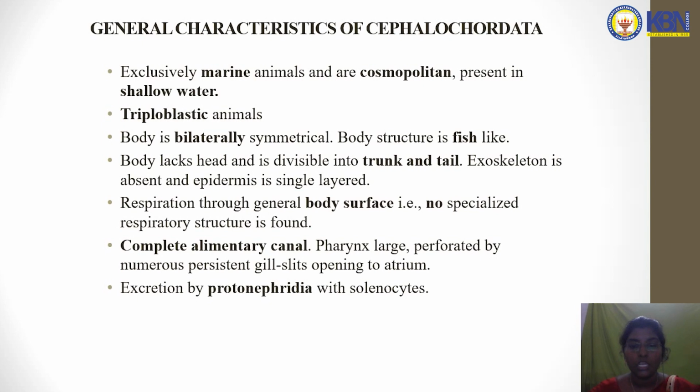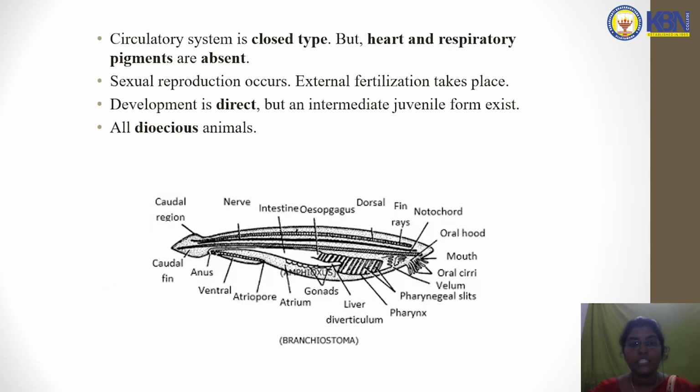Complete alimentary canal. Pharynx large, perforated by numerous persistent gill slits opening to atrium. Excretion by protonephridia with solenocytes. Circulatory system is closed type, but heart and respiratory pigments are absent. Sexual reproduction occurs. External fertilization takes place. Development is direct, but an intermediate juvenile form exists. All dioecious animals. Here, this is the diagrammatic representation of one of the cephalochordata, that is Branchiostoma.